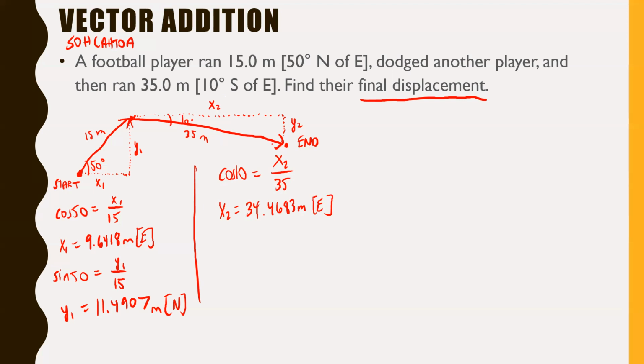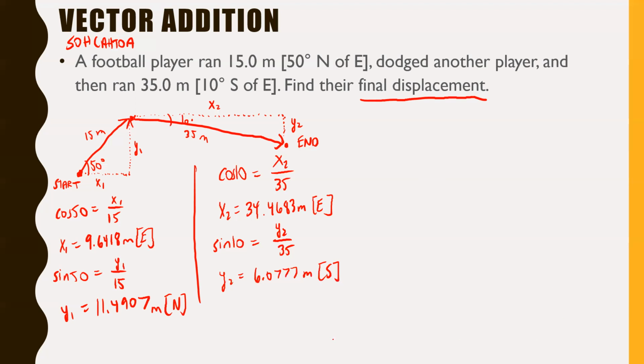And then we have to find y2. y2 is going to be our opposite side here, so we'll use sine. So sine 10 equals y2 over 35, multiplied by 35 on both sides, so 35 times sine 10. This gives me y2 equals 6.0777 meters, and this time that's to the south. Notice y1 was to the north, y2 is to the south, so they just counteract each other. Good news is I can tell by looking at this, I was correct with my diagram that this person ended up a little bit to the north.